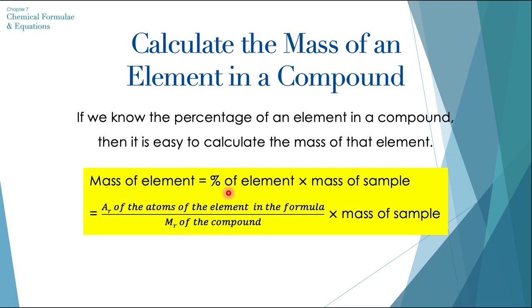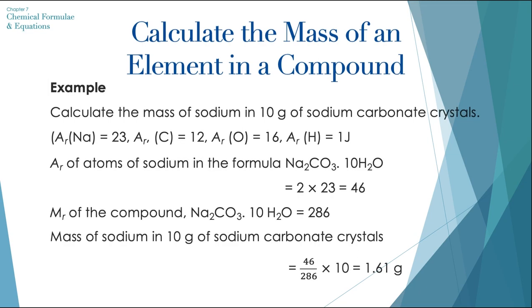So, let's see what we mean by this, okay? We are given an example over here. We are told to calculate the mass of sodium in 10 grams of sodium carbonate crystals. Okay? Previously we weren't given any amount of sodium carbonate. We were just given sodium carbonate. It's pretty simple, right? But now we have to find the mass of sodium in 10 grams of sodium carbonate crystals. In a particular amount of this compound, we have to find the mass of sodium.